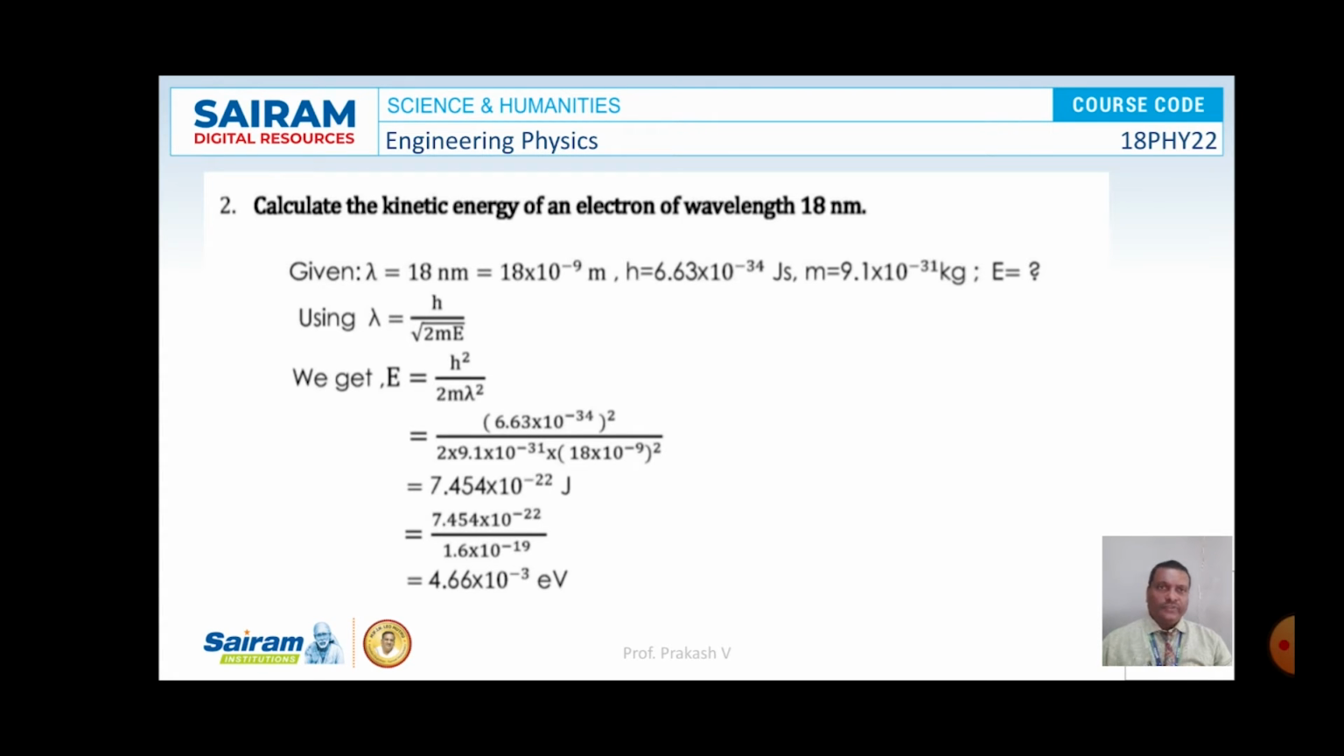So on simplification, the value of E is 7.454 into 10 to the power of minus 22 joules. Then divide this value by the charge of the electron. So 7.45 into 10 to the power of minus 22 divided by 1.6 into 10 to the power of minus 19. Then on simplification, the value of E is 4.66 into 10 to the power of minus 3 electron volts. So this is the solution for the given problem.